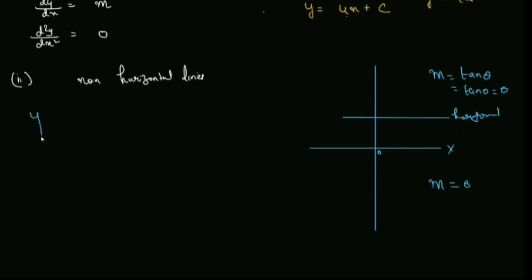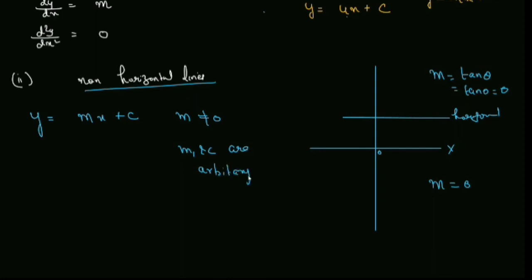So the equation is y = mx + c. For non-horizontal lines, m will not be equal to 0. All the other lines are called non-horizontal lines. When m is equal to 0, it becomes a horizontal line. When the slope is not equal to 0, it becomes a non-horizontal line. So y = mx + c, m is not equal to 0. Again m and c are arbitrary constants, so there are two arbitrary constants. You have to differentiate twice.